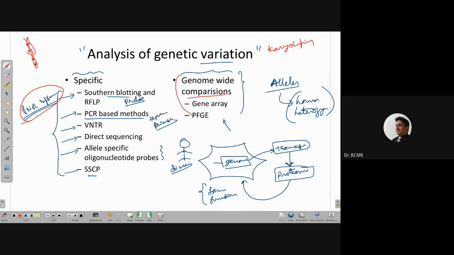If I'm not wrong, isn't it microarray technology? Say it again, please. If I'm not wrong, isn't it microarray technology?